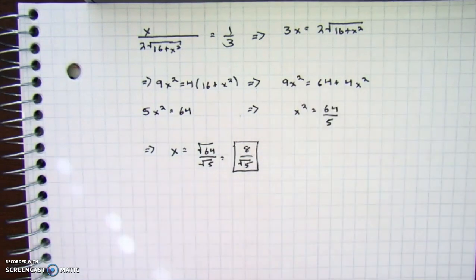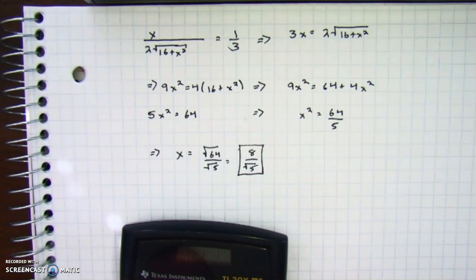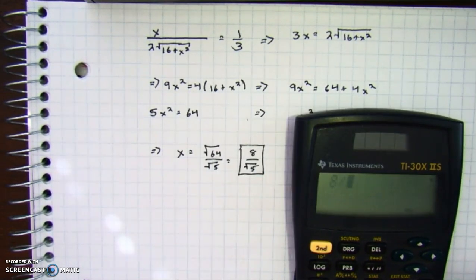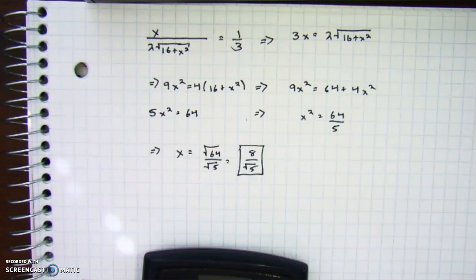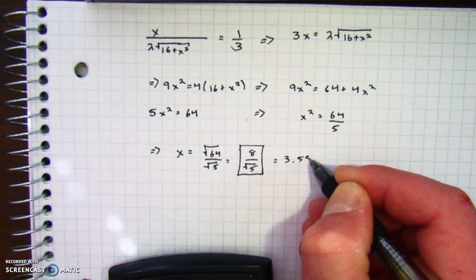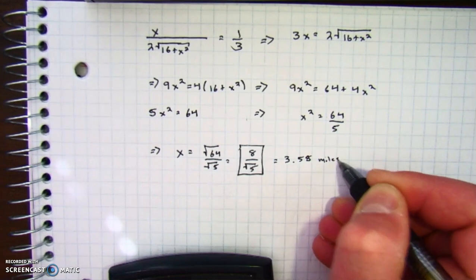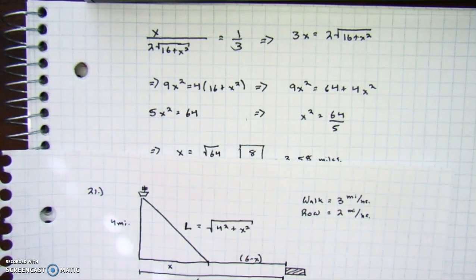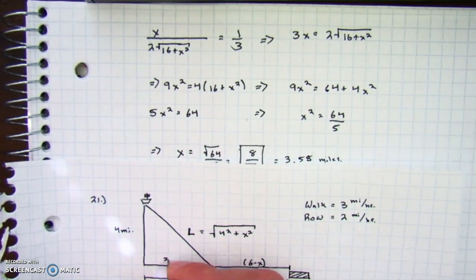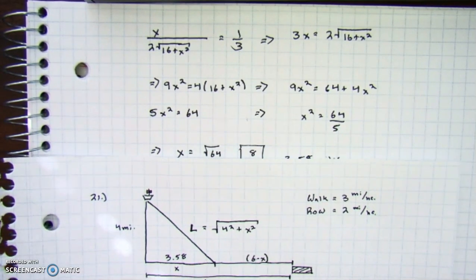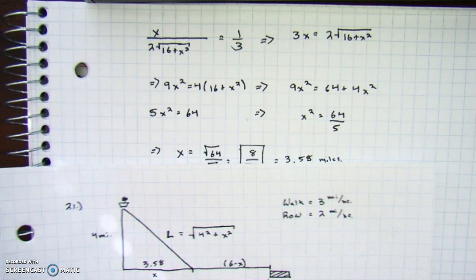So I know that the distance that I want to, let's figure out what that is, just kind of not square root. So 8 divided by the square root of 5. So I want to row about 3.58 miles. So if I look back to this, I know that this is going to be about 3.58 right here. And then if I walk there, that's going to result in the time that is the least.